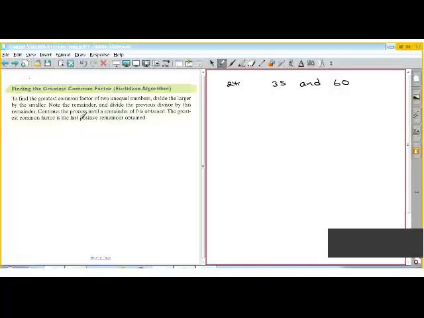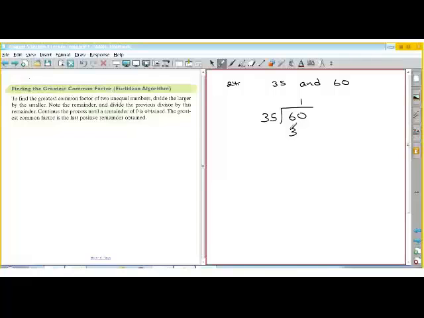Okay, so let's read it and see what they're saying. It says, divide the larger by the smaller. This is the larger, divided by the smaller. So when you divide 60 by 35, you get 1. 1 times 35 is 35. You subtract that, and you get 25. Well, the remainder is not 0, so we're not done. Then it says, note the remainder. So that's my remainder.